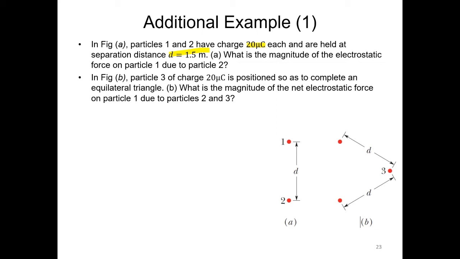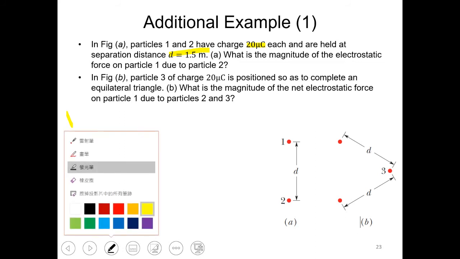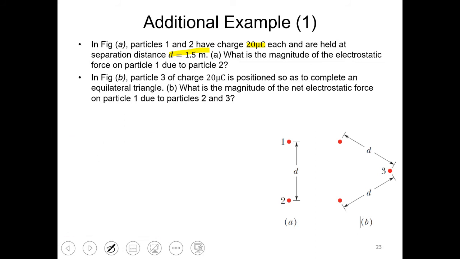Magnitude of the electrostatic force. So actually, you only need to... F12 is nothing but K Q1 Q2 over R squared, or D squared. Here is D, so it should be D squared.